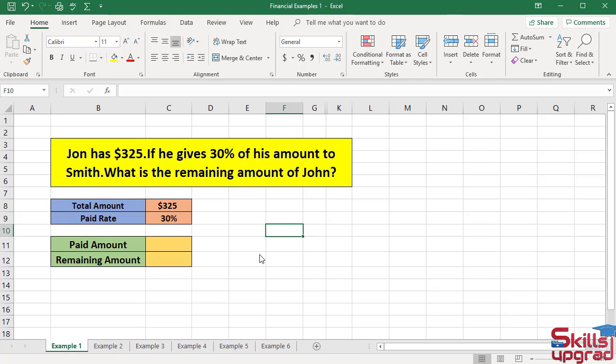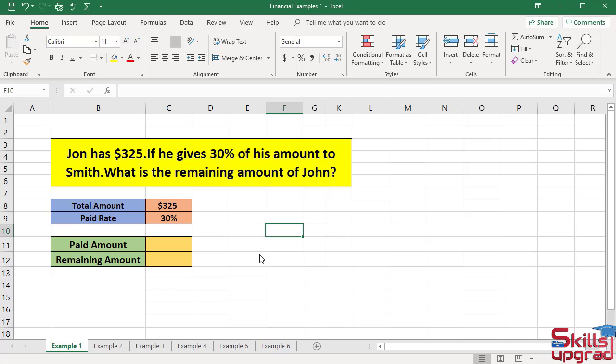In this example, I will calculate the remaining amount. John has $325. If he gives 30% of his amount to Smith, what is the remaining amount of John?